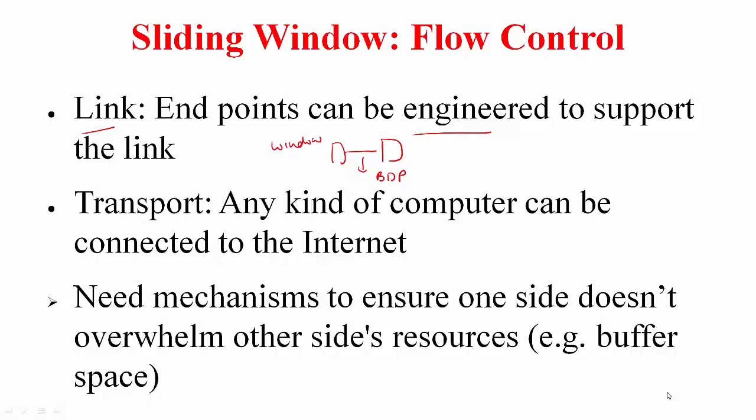Whereas if you're doing sliding window at the transport layer, any kind of computer can be connected to the internet. So it could be a dumb terminal which cannot allocate more than, let's say, 4 kilobytes for the receive buffer, or it could be the latest computer in the market that doesn't mind allocating 1 megabyte for the buffer. So if at the sending side the window size is 1 megabyte, then you're going to overwhelm this dumb terminal. So you need mechanisms to ensure that one side doesn't overwhelm the other side's resources. This is part of flow control.